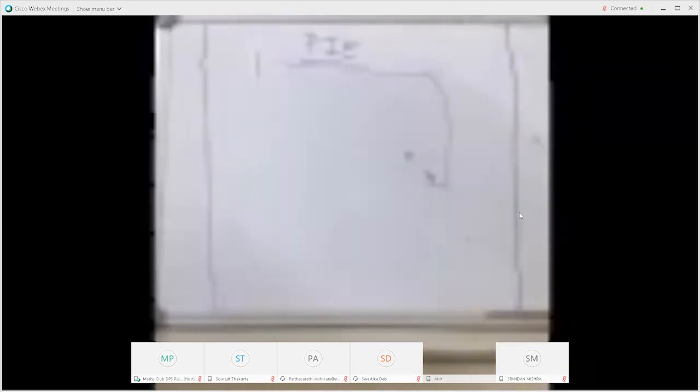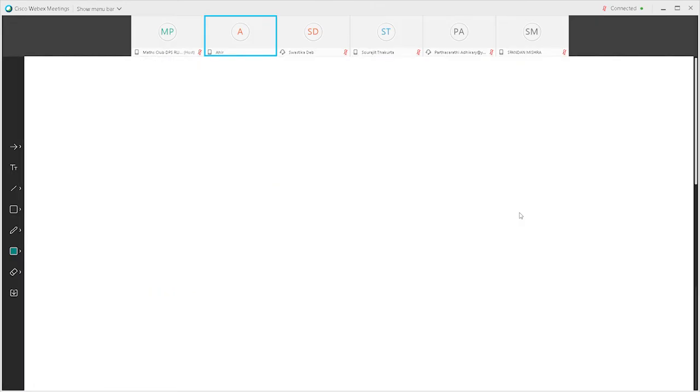Do you guys have an idea of what intersection and union of sets are? Okay, so we'll use that notation then. Suppose we have two sets A and B.